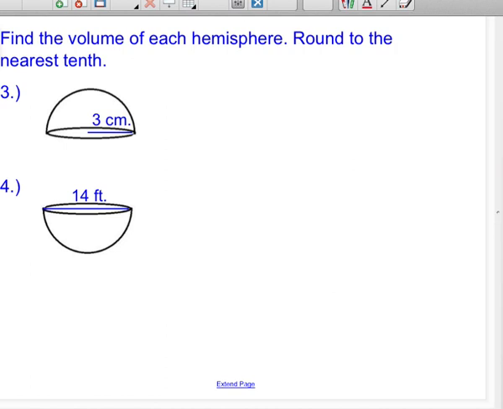Okay, so for number 3, the volume is going to be equal to 4/3 still, times pi, times your radius to the third power. But that would be if we had a whole sphere. And we don't have a whole sphere. We only have half of it. So we also need to multiply this by half. So these are all being multiplied together: 4/3 times pi times r to the third times half. All right?